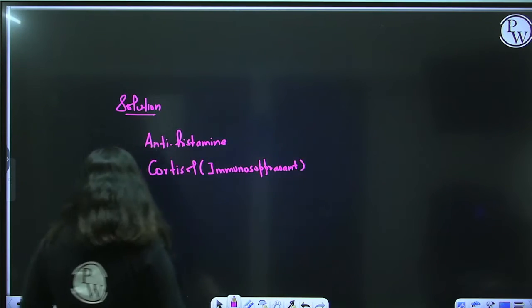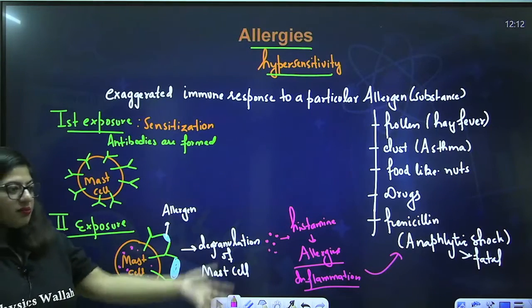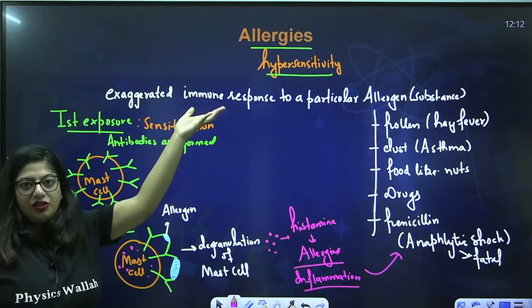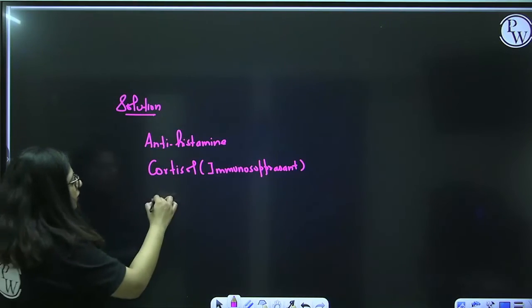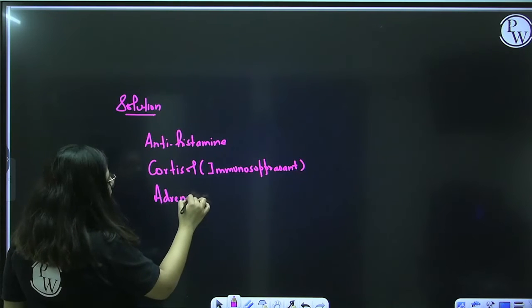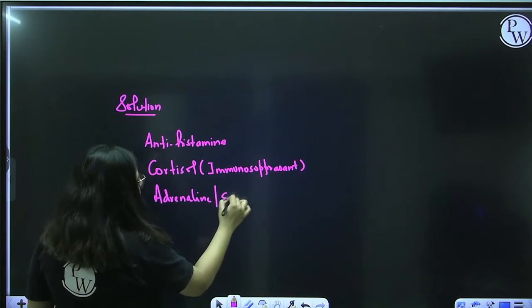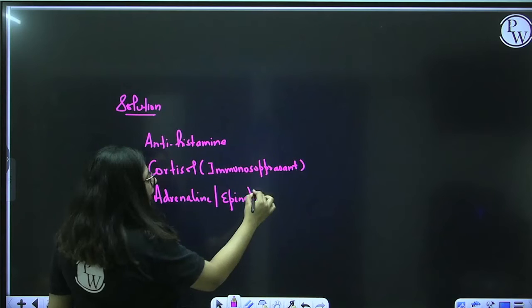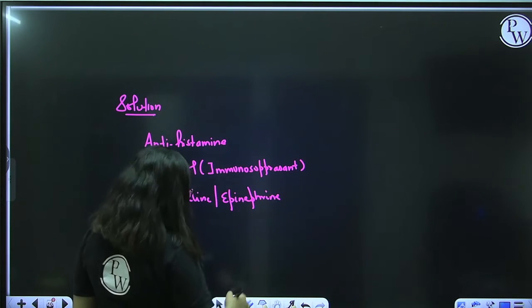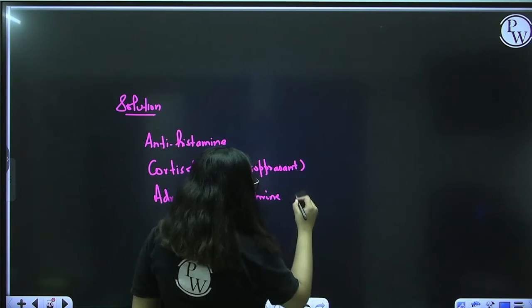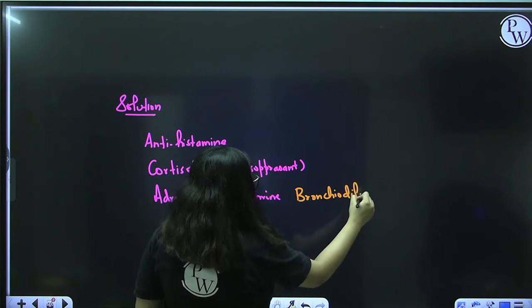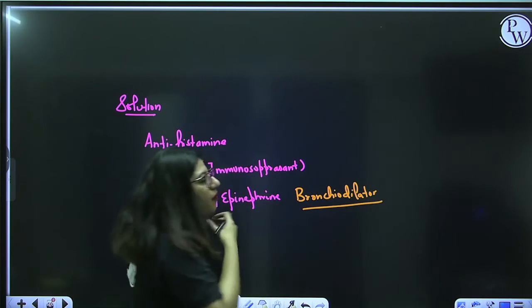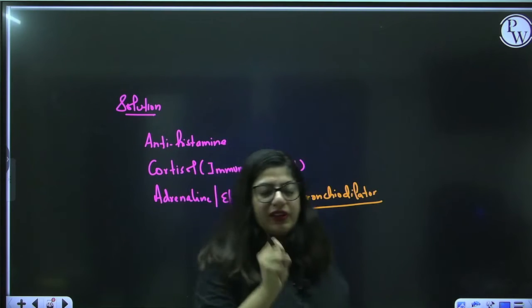As you know, in allergy what's happening? The immune response is much higher. This is an exaggerated immune response. Why not suppress it with cortisol? We can also give the hormone adrenaline, also known as epinephrine. Why? Epinephrine is known to do bronchodilation. It's a bronchodilator. I have told you your windpipe will get constricted, your bronchioles will get constricted, you will not be able to breathe.